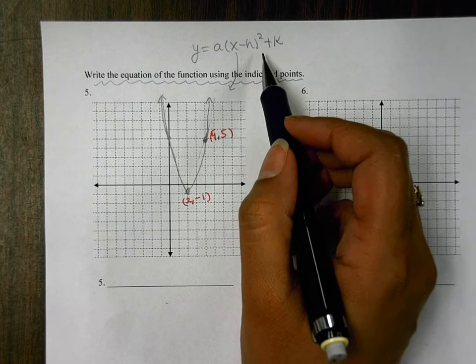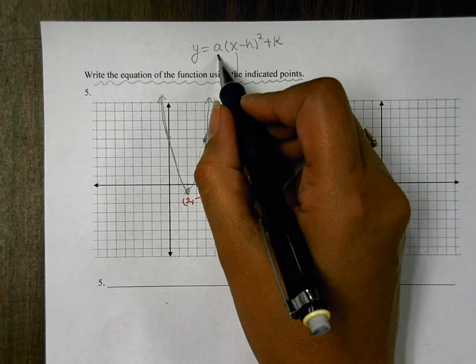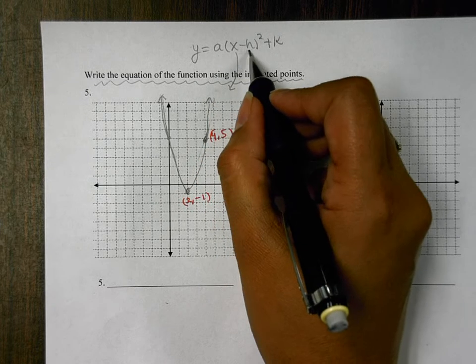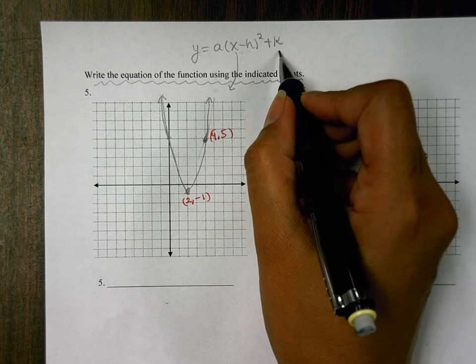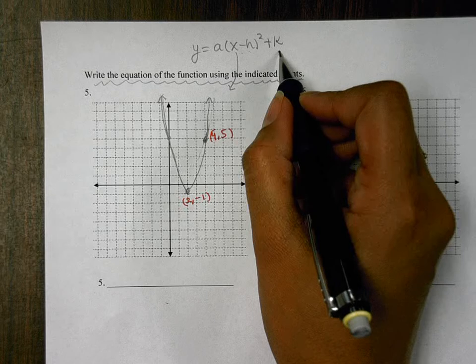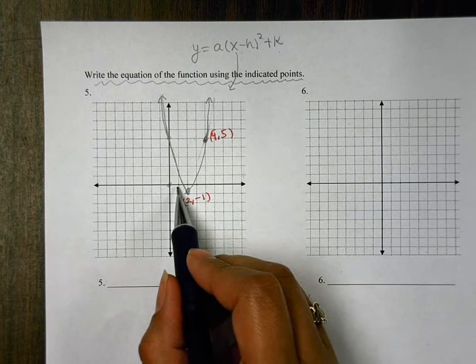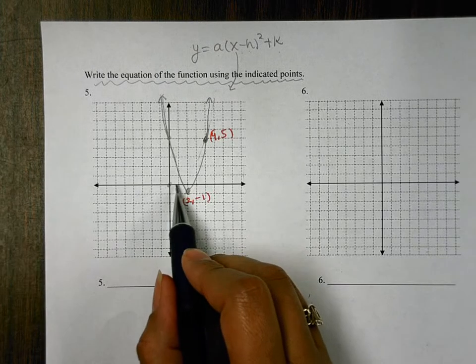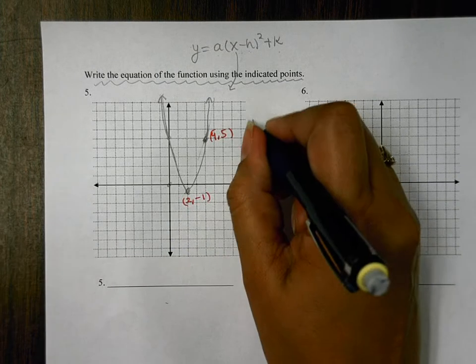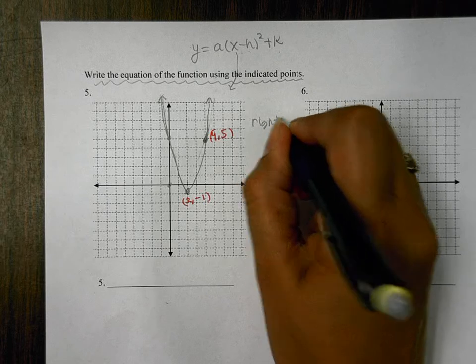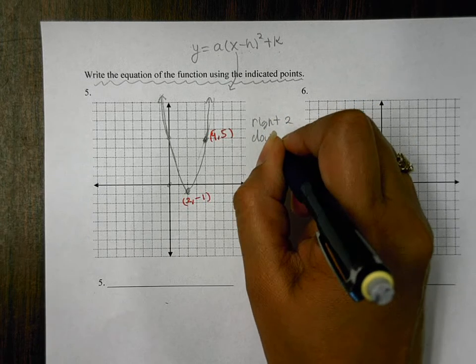Okay, so the number in the front determines how wide or narrow. The h is the right, left, and the k is the up, down. Okay, so because this is a quadratic, the original start is 0, 0, and from 0, 0, it looks like I went right 2 and down 1. Right 2 and down 1.